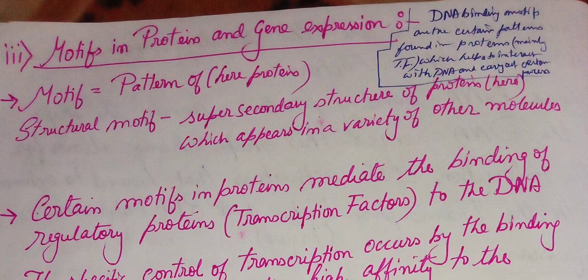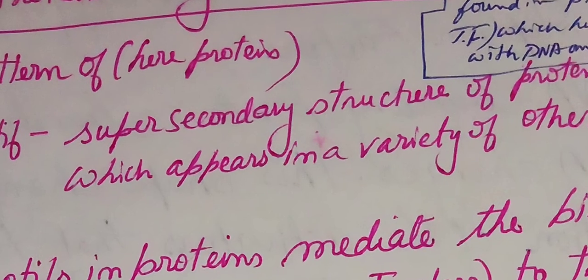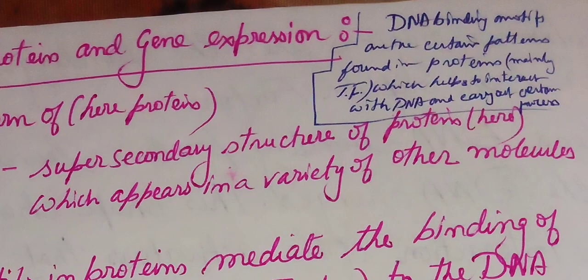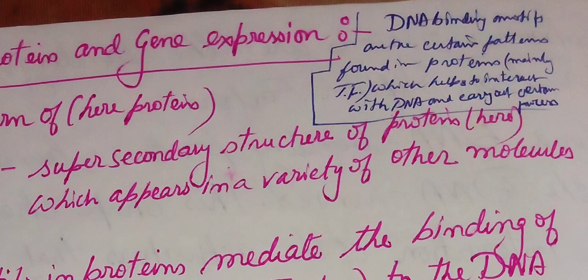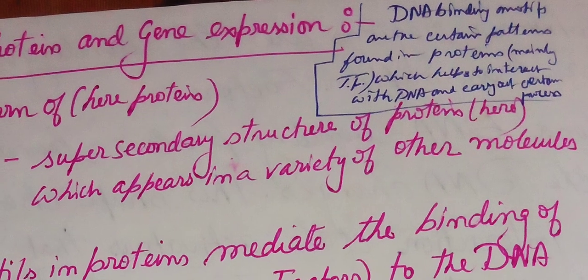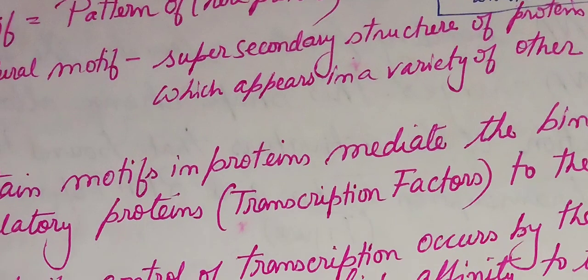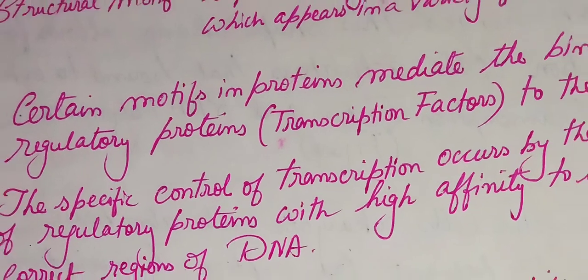Motifs are patterns found in the supersecondary structure of protein, which appear in a variety of other molecules. Most of the motifs may be DNA binding motifs, and DNA binding motifs are certain patterns found in proteins. Mainly they are found in transcription factors, which help to interact with the DNA and carry out certain processes, like stimulating the transcription process, inducing or allowing the transcription process to begin, maybe like that.